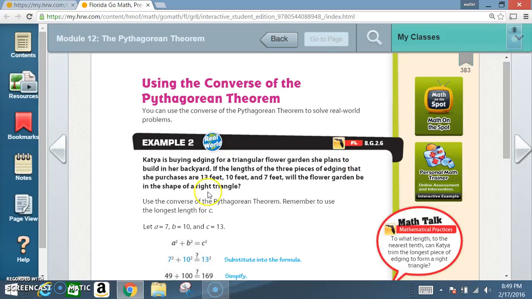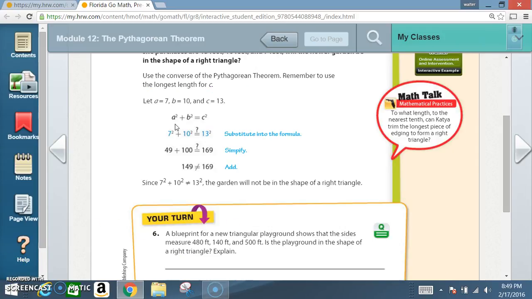Remember to use the longest length for C. Let A equal 7, B is equal to 10, and C is equal to 13. We write our formula down. A squared plus B squared equals C squared. A value is 7, B value is 10, and the C value is 13. 7 squared, 49. 10 squared, 100. 13 squared, 169. 49 plus 100 is 149.